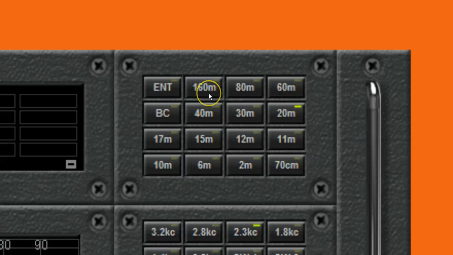HamSphere 4 has more bands. The HF bands are 160 meters to 10 meters. Then you have a 6 meter band, which is currently not being used. There will be propagation added for the 6 meter band at some point. And then you have two what are called repeater bands. If you read the download page and you read the manual, you know about these repeater bands.